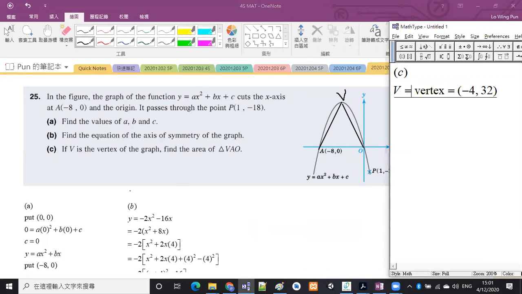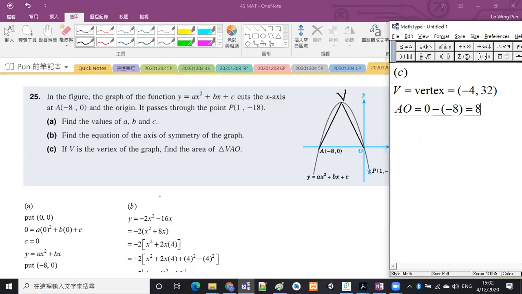Okay, and to find the area of triangle VAO, we need the base and the height, and the base should be AO. Okay, so AO is equal to, because it is a horizontal straight line, we just need to calculate the difference between the x coordinates, which will be the length of AO. Okay, and then we use the x coordinate on the right minus the x coordinate on the left. That should be 0 minus -8. That should be 8. So this is the length of the base.